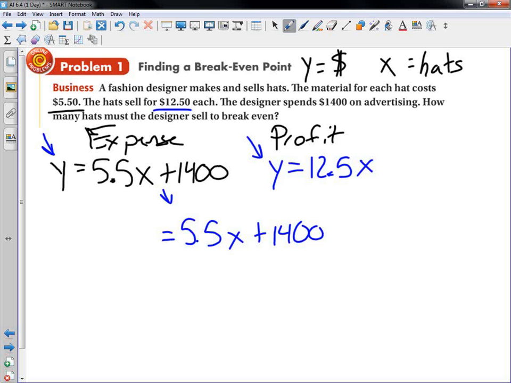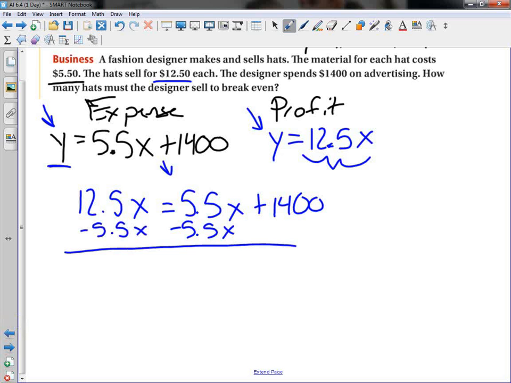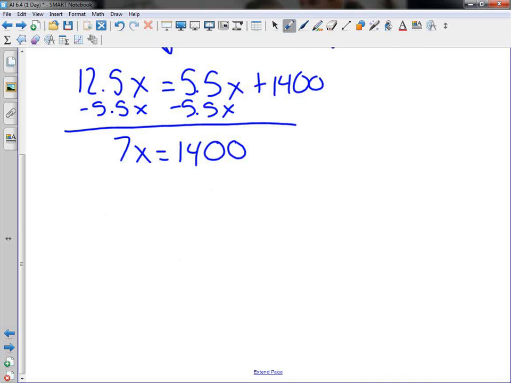Notice I didn't write Y, I left Y out. And I'm going to plug in what Y is equal to. Okay? Now, one variable, let's solve. All right? So I'm going to get all my x's to one side. So I'm going to subtract 5.5x. That gives me 7x is equal to 1,400. Divide by 7 on each side, we get x is 200.